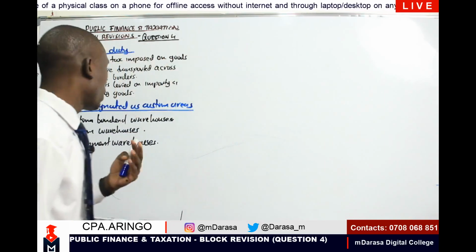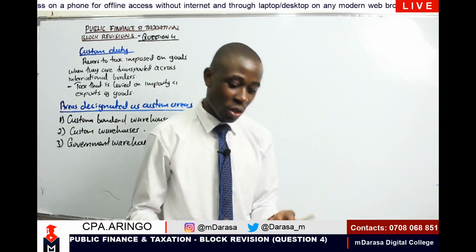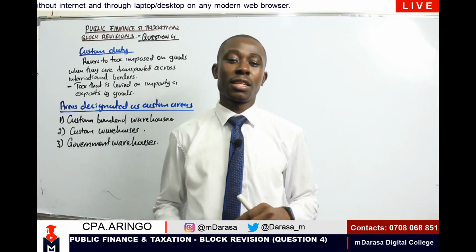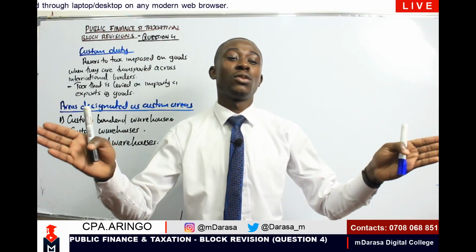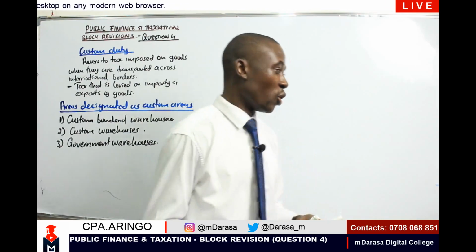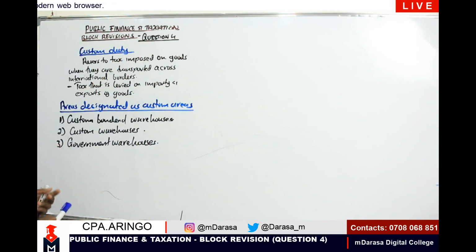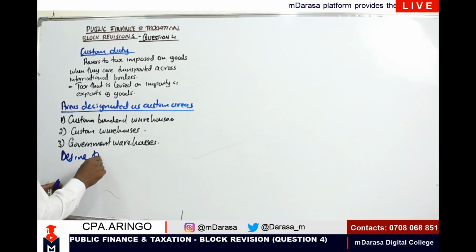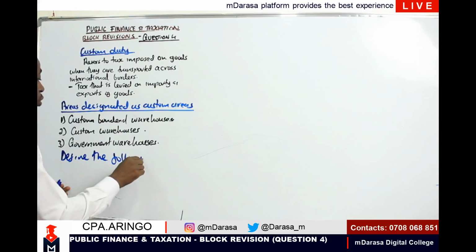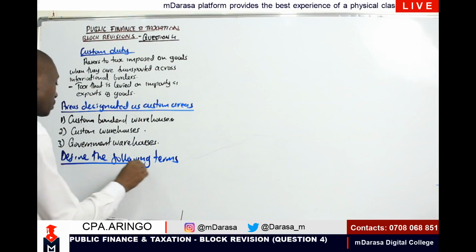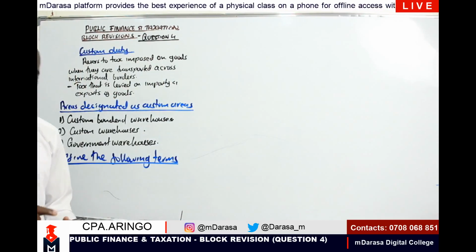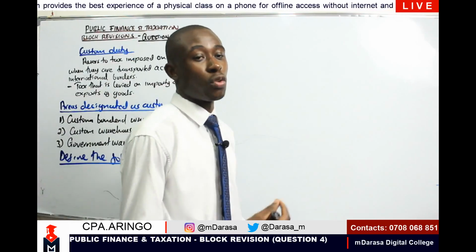Now, another key concept, my good students, because remember when you are doing block revision, we normally tend to look at it on a wider perspective for us to grasp some of the main concepts that will assist us, not only for the question that we are doing, but also to enable us to understand the whole of these concepts. So after we've looked at the areas, another key concept that I want us to understand, my good student, is in the event that you're told to define the following terms under the Custom and Excise Act. I know you must be wondering what these terms are, but they are very, very important in this concept of custom.